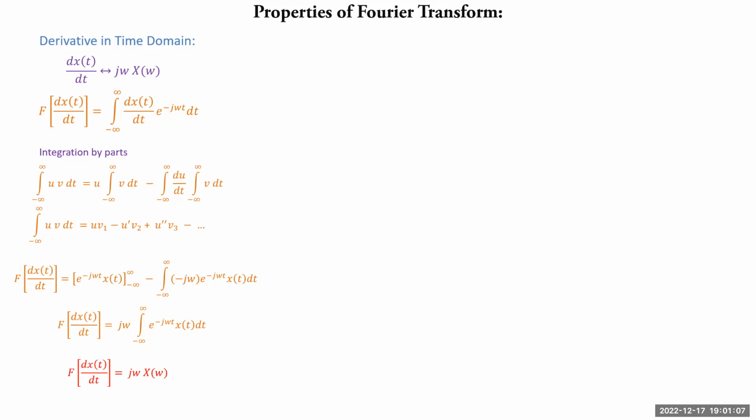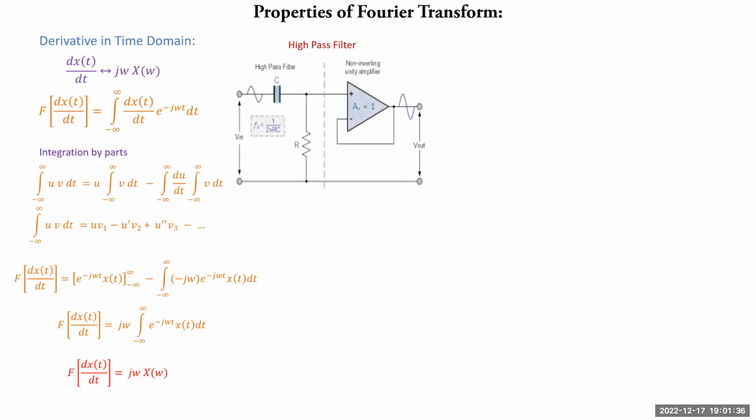Now what is the physical interpretation of this equation, j omega into X of omega? If we take the modulus, then the modulus of the j omega term is omega only, multiplied by X of omega. So what it implies is, as frequency increases, the Fourier transform of the overall term, that is a differentiator, also increases, and hence it acts as a high pass filter, and it can be implemented using a simple RC filter followed by an operational amplifier.